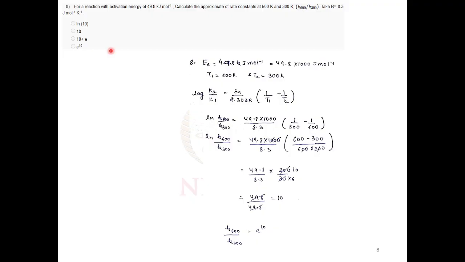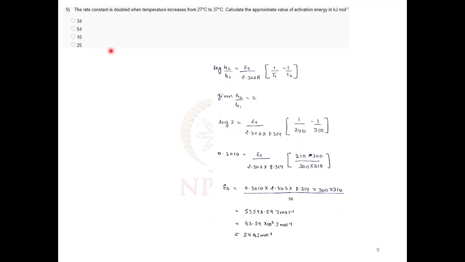And here you need to find the value of this k600 by k300, and this is the value for this activation energy, 52.4, so about 54 kilojoule. This will be B.